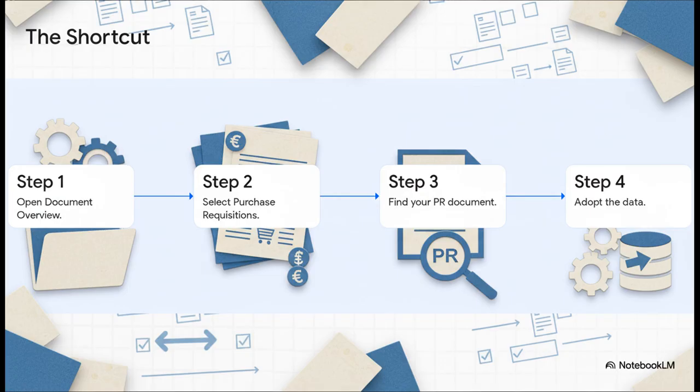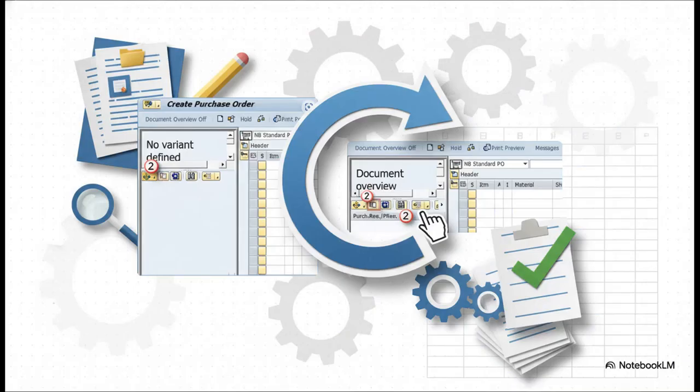Here's the 4-step combo. First, you open the document overview. Second, you select Purchase Requisitions. Those are the internal requests that came before your PO. Third, find the exact one you need. And finally, the magic move. You adopt it. Let's actually see what that looks like.